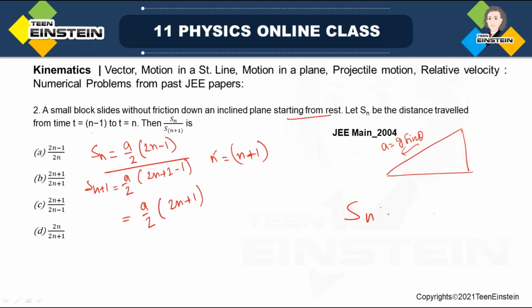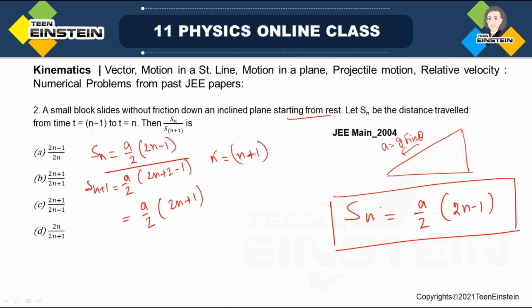I am just writing here again, a by 2, 2n minus 1. Here n is, suppose, the 50th second, so that is 50, or the 10th second, that is 10. So this is the thing. So this is the formula you should remember.